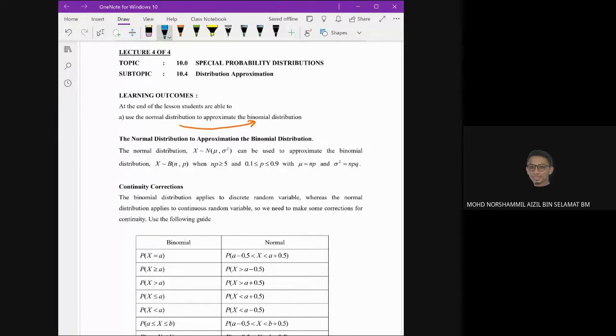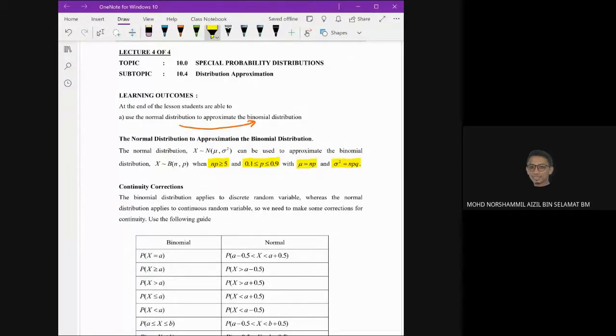Betul ni. Alright. But guys, you need to be alert that we only do this one if and only if NP is greater than or equal to 5 and P is in between 0.1 to 0.9 only. So how do we get NP? How do we get mu? Mu is the NP itself. How do we get the variance? Variance is NPQ.